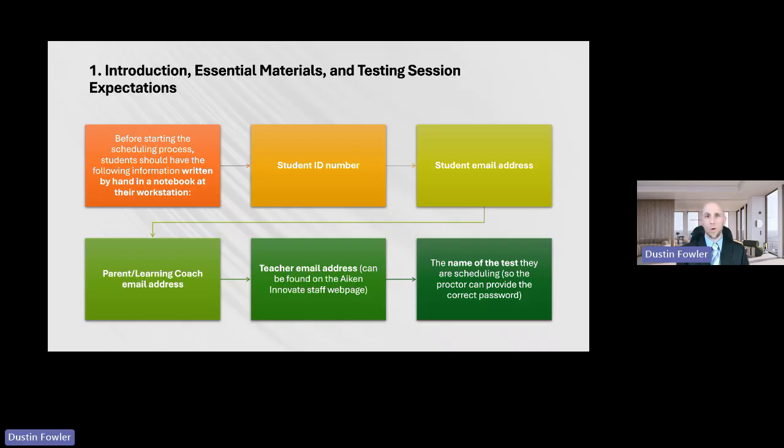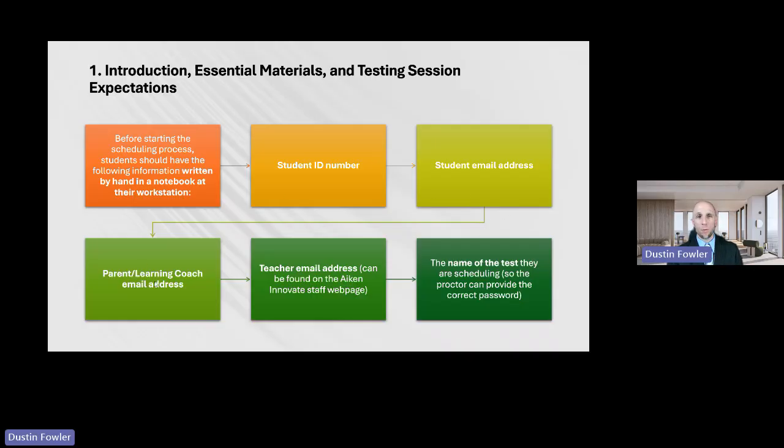Before a student signs up for a test, one of the things we ask them to do is have a physical notebook on their workspace with their email, their student number, the parent email, and the teacher emails as well. I'm going to show you real quick how to find the teacher emails. You can Google Aiken iNNOVATE staff and it will come right up, or go under About Us on our website. I'm going to show you what that looks like in a second.